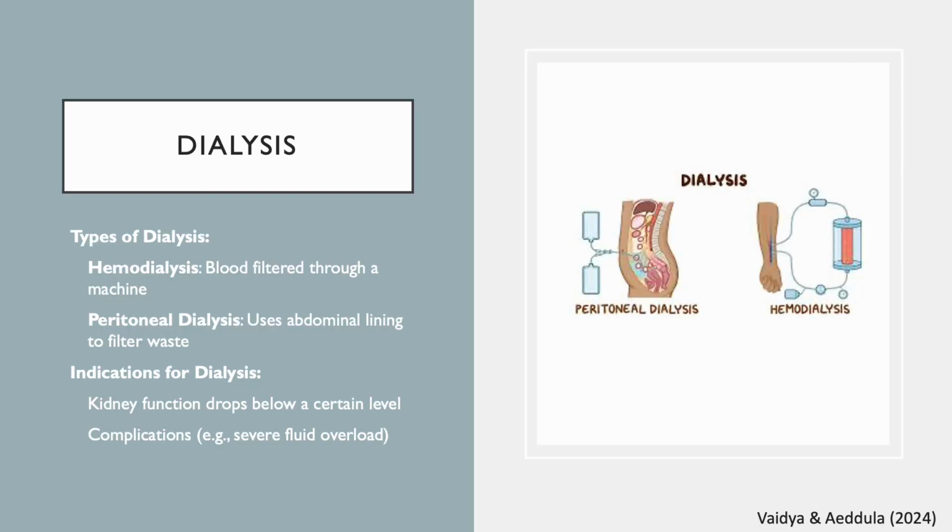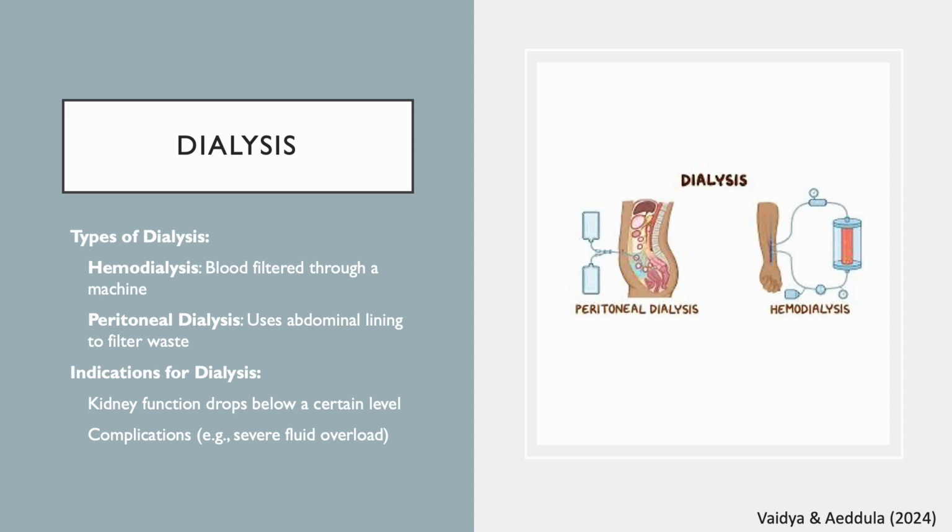So here are different types of dialysis. Dialysis is a life-saving treatment option for patients with end-stage renal disease or severe kidney dysfunction. There are two primary types of dialysis. We have hemodialysis. In this procedure, blood is removed from the body, filtered through a machine, and then returned to the body. This process usually takes place in a dialysis center and occurs multiple times per week. It is the most common form of dialysis.